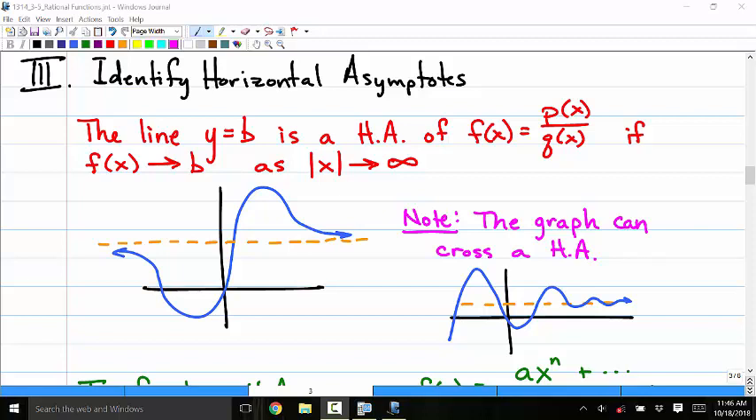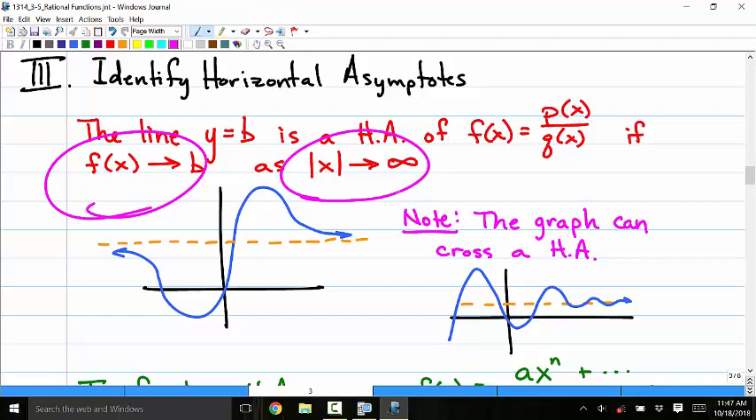All right, next concept is to identify horizontal asymptotes. We just talked about vertical asymptotes. Could the rational function ever cross a vertical asymptote? No. Horizontals are a little different. We say that the horizontal line y equals b is a horizontal asymptote of the rational function if the y values approach b as x either goes to positive or negative infinity.